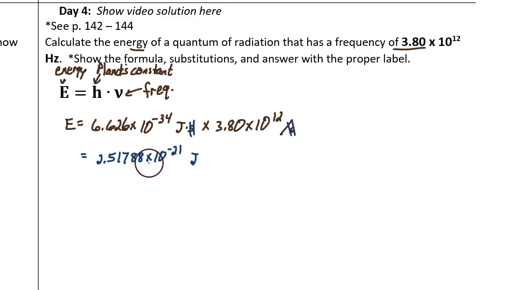Now let's think about the rounding. This was a multiplication problem, so we need to look at the significant figures in the numbers in the math problem. This one has 1, 2, 3, 4 significant figures. Over here there's 1, 2, 3, and that's going to limit our answer to have 3 significant figures. So we'll round this to 2.52 times 10 to the negative 21st power joules.